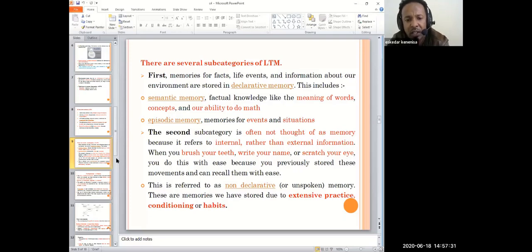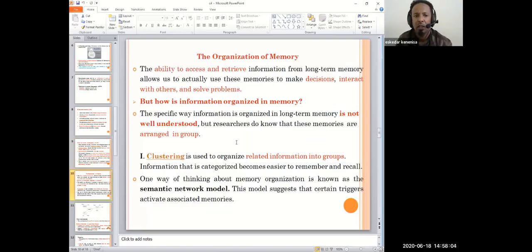The second one is non-declarative memory. ለምሳሌ when we brush our teeth, write a name, scratch our eyes, these things, we don't care. We do it unconsciously. Sometimes we don't even consider it a memory, because due to extensive practice, conditioning or habits, we do it unconsciously. This is the second, non-declarative memory. Then our memory organizes things.